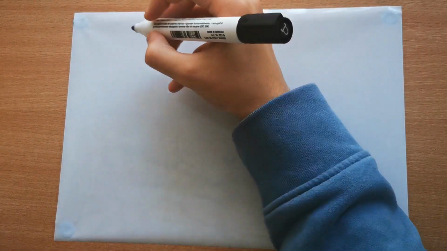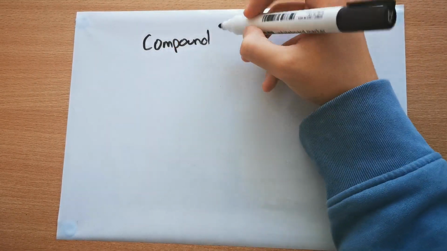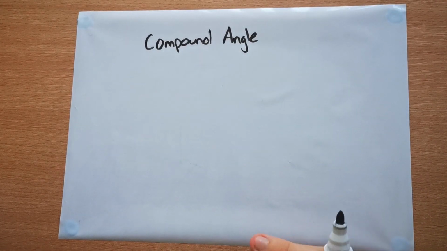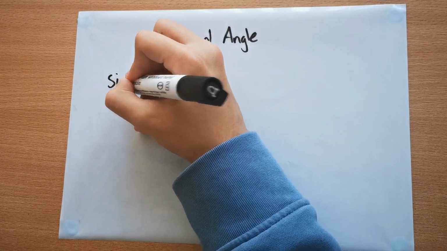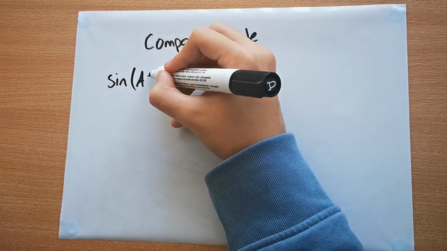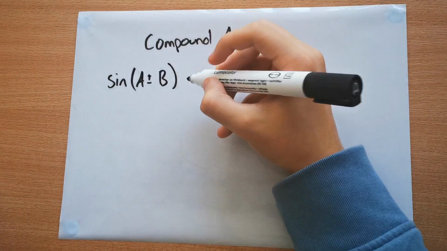Okay, so welcome back to maths, and today it is going to be compound angle formula. So, compound angle formula, this basically means it's going to be one angle plus another angle. So, this is written as sine of A and B. Now we're going to say there's a plus and a minus in here. I'll explain that because it's kind of important.